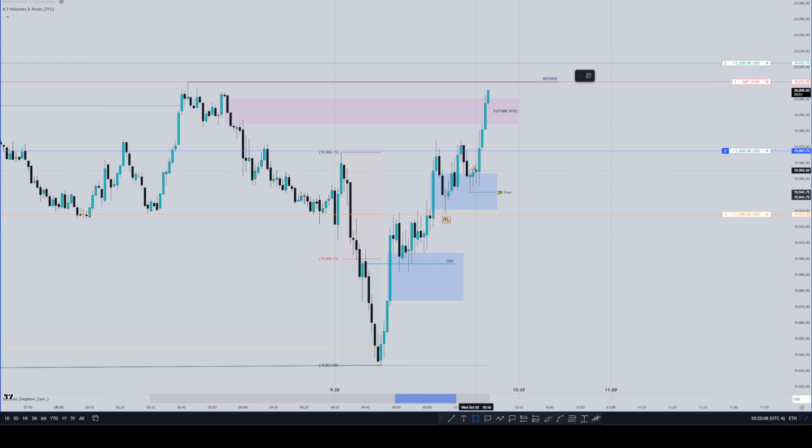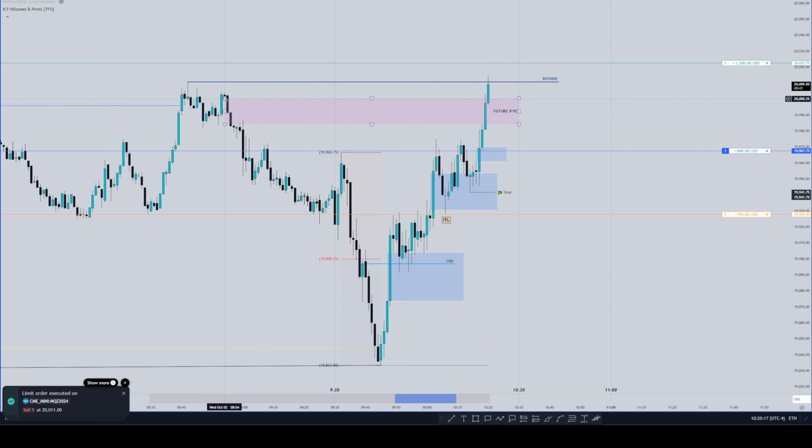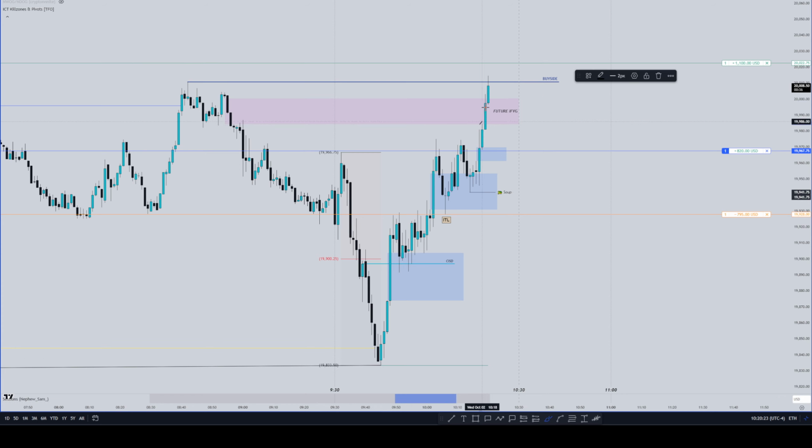So now look how we formed a BISI in here. We're not even treating this as a future inversion fair value gap. This is where you could be wrong and it still works out for you. So we're expecting price to chop around in this range. It can come up, fill it, come back down, come back up, fill it, come back down, come back up, fill it. And this is an example where you can be wrong and still make money. It's perfectly fine if we were wrong in that scenario.